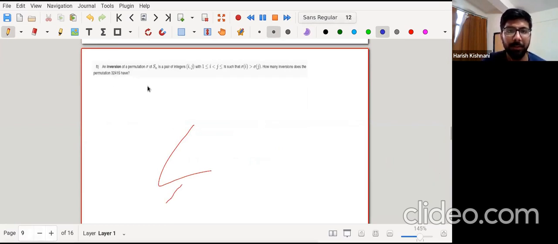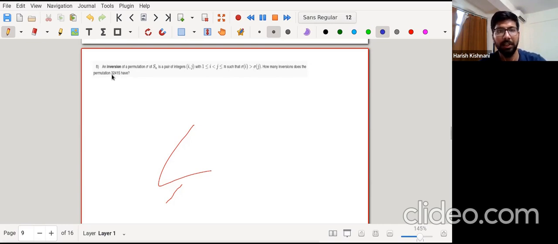An inversion of a permutation sigma of S_n is a pair of integers i, j such that i is less than j but sigma(i) is greater than sigma(j). So as the name suggests, it inverses the order once you apply sigma. So i is less than j but sigma(i) is greater than sigma(j). So how many inversions does the permutation 32415 have?